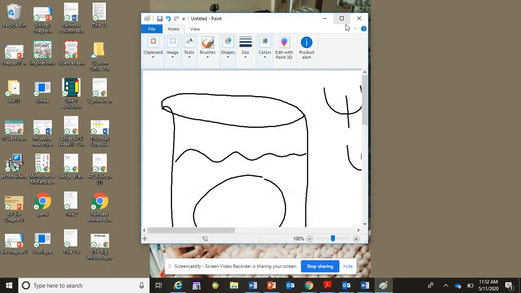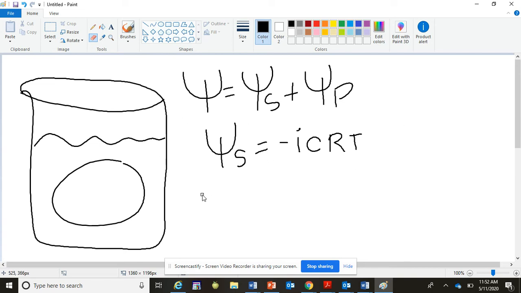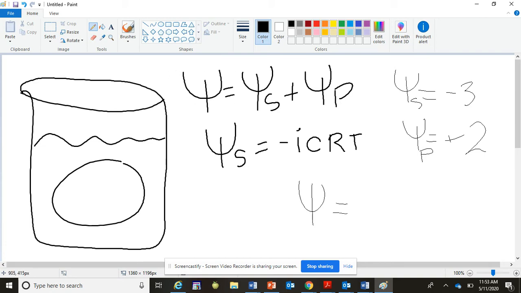Okay, sorry. So here we have a situation where they could ask what is the water potential if, let's say, the solute potential was -3 and the pressure potential was +2. Then you would just add these together: -3 plus 2. Let's say this one would be pressure and this one would be solute. So then you could find your overall water potential, which would be -3 plus 2, and your answer would be -1. So we would say that our water potential is -1.